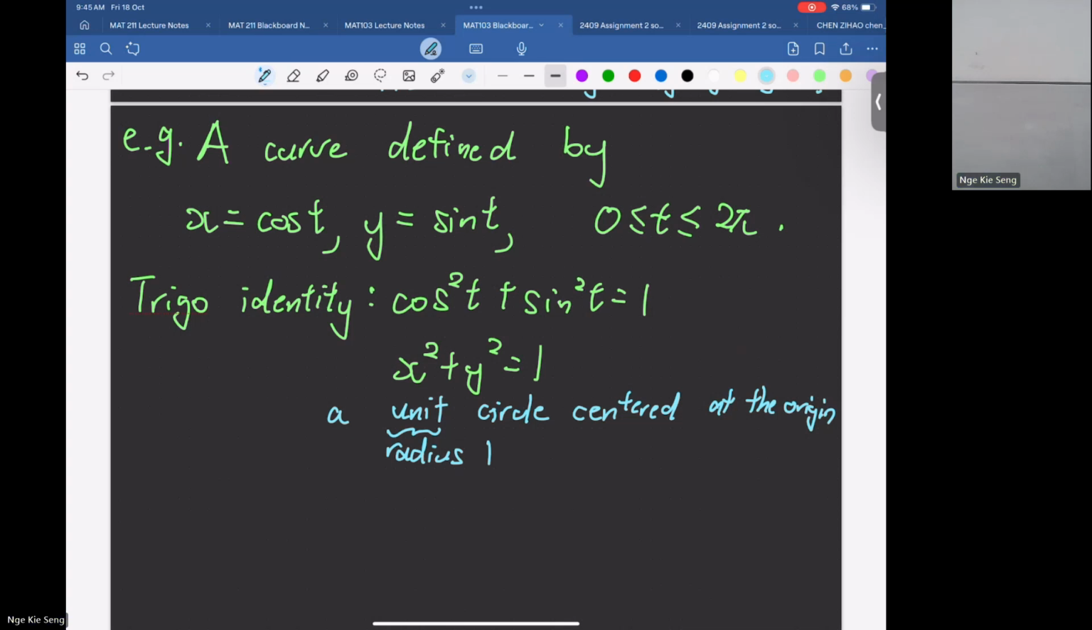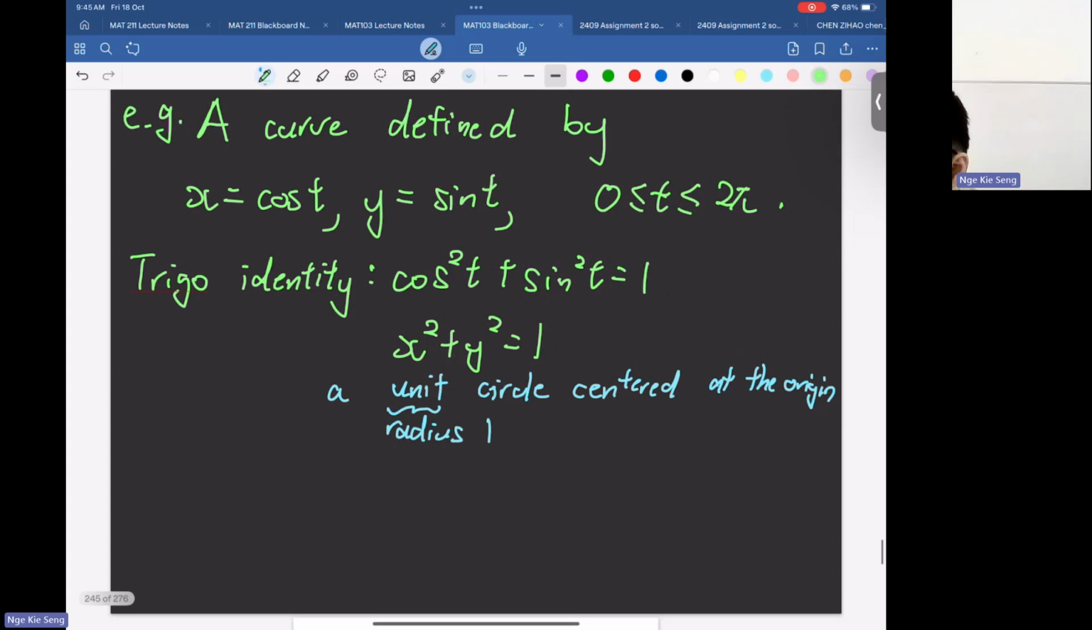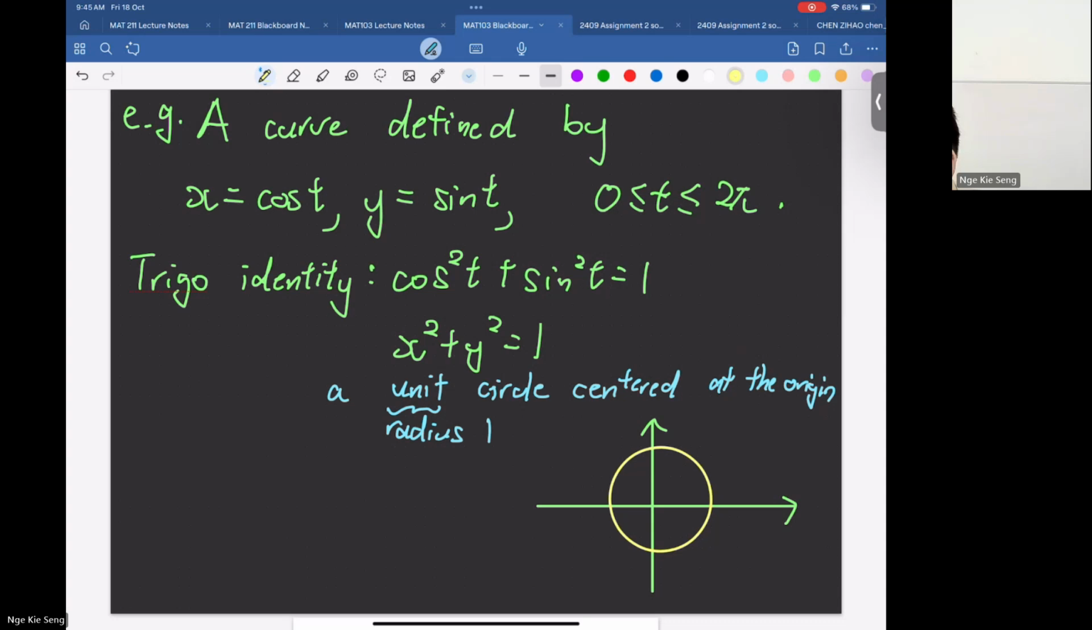Okay, so let's draw this. We have a circle with radius 1, like this. So the first point should be (1, 0).